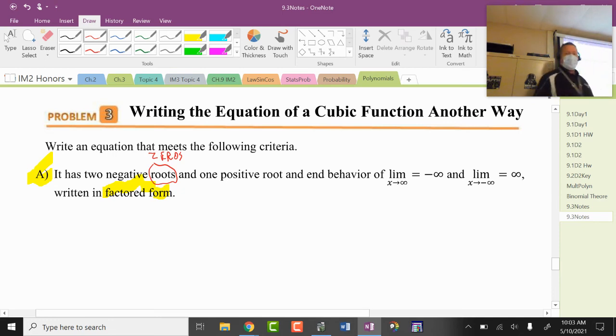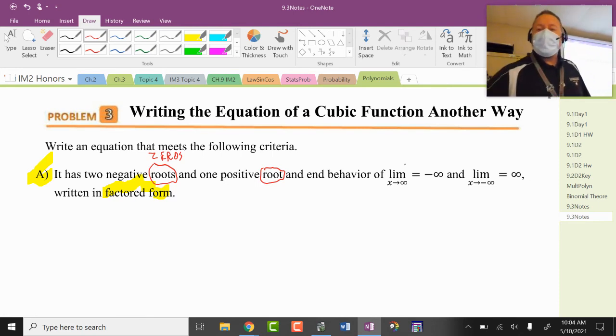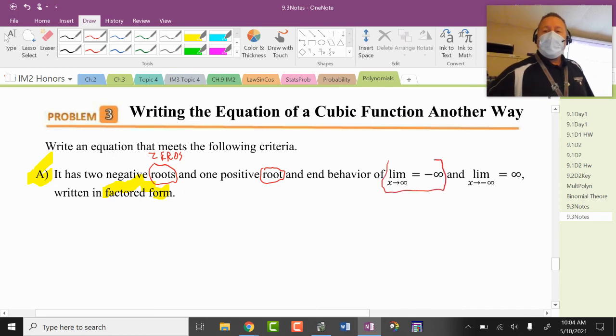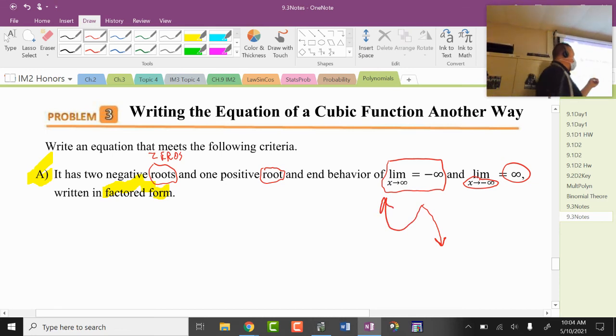Some of our older graphing calculators, like the TI-82, I believe, had the word root where their 0 is in your calculator. So it's a common word that's used in math. Now look at the limits and behavior. As x goes to infinity, y goes to negative infinity. As x goes to negative infinity, y goes to positive infinity. So what that's saying is that's the end behavior. So that requires that I have a negative leading coefficient.